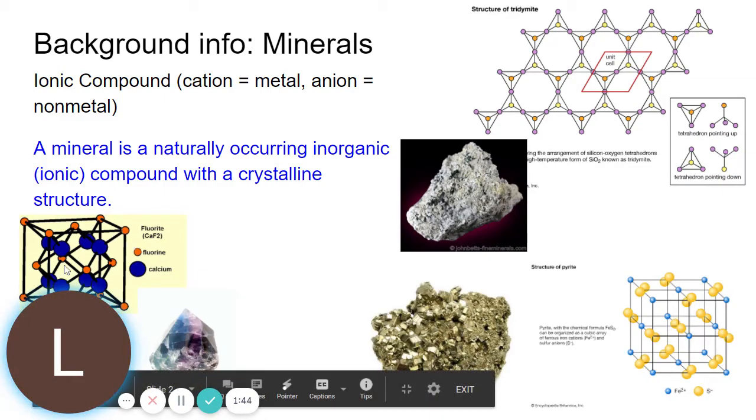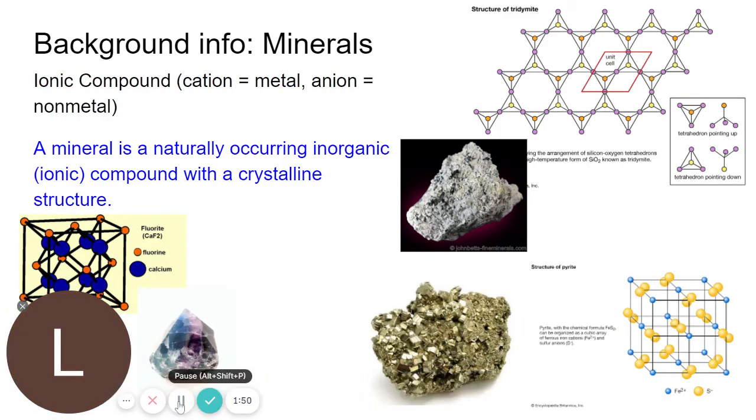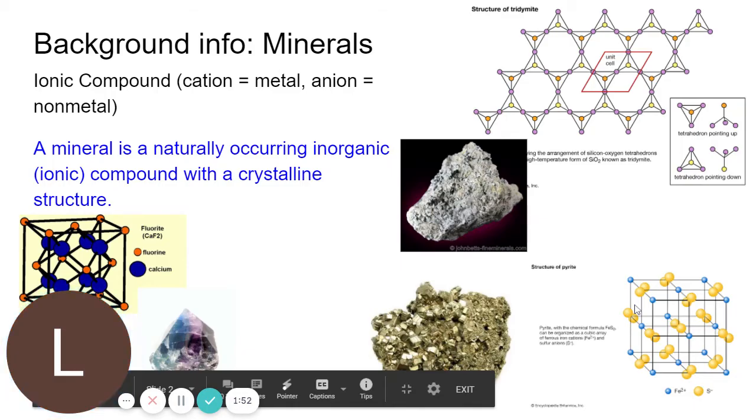Here we have fluorite. That's the structure for fluorite, and it's this really, really pretty crystal down here. Here we have pyrite. You may have heard of pyrite before. It's this gold colored mineral, you might have seen that. It's pretty common, but again, it has a structure here made out of iron and sulfur.